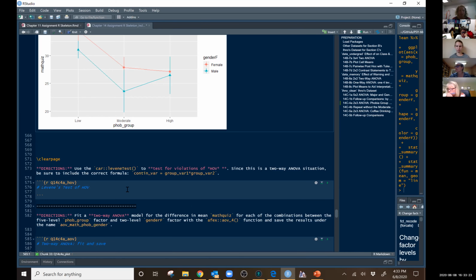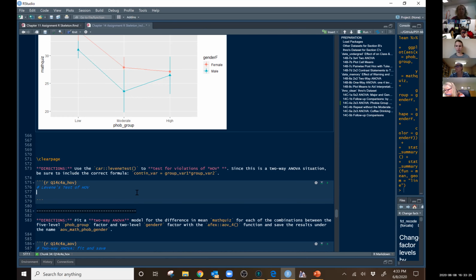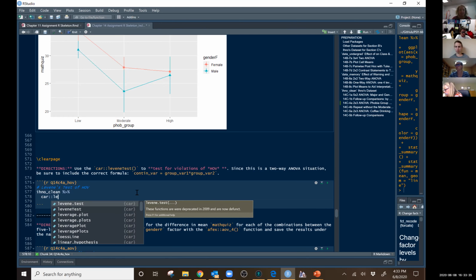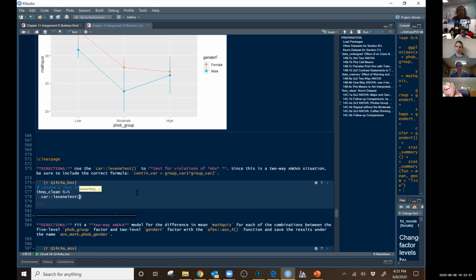Okay, so Levene's test. What do we start with? Clean, the name of the data set. Pipe it into car package Levene test. And math quiz is our continuous dependent variable. What do we put on the other side of the tilde wave this time?